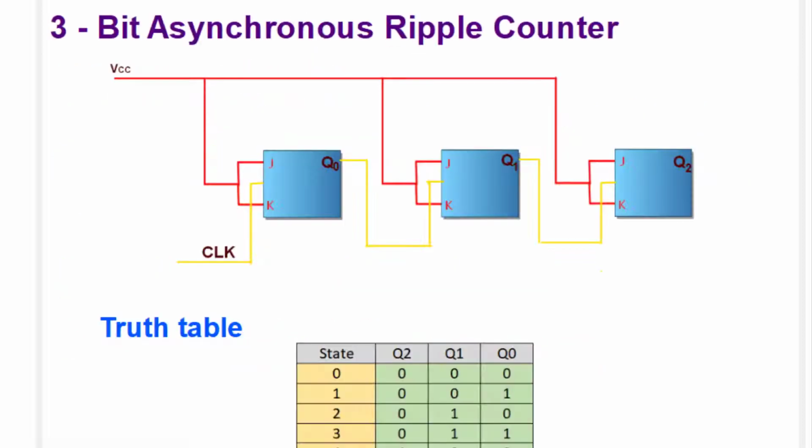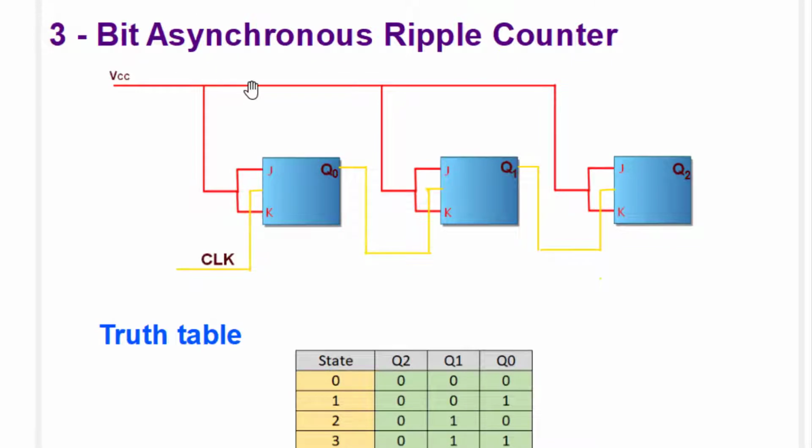Now this is the diagram of a 3-bit asynchronous, that is, ripple counter. A 3-bit counter requires 3 flip-flops. As we see, VCC is connected to J and K of all the flip-flops, and the clock is applied to the first flip-flop, the output of the first becomes the clock of the second, and the output of the second becomes the clock of the third one.